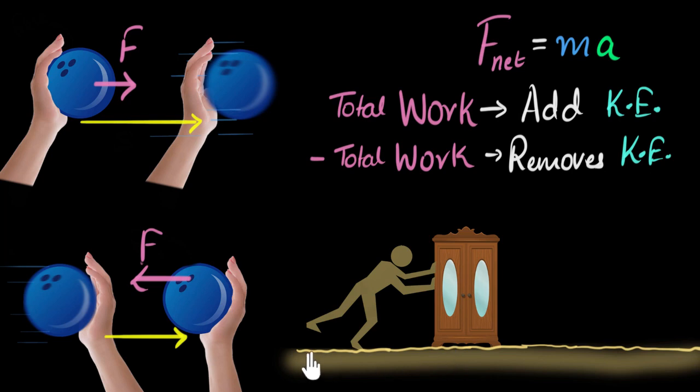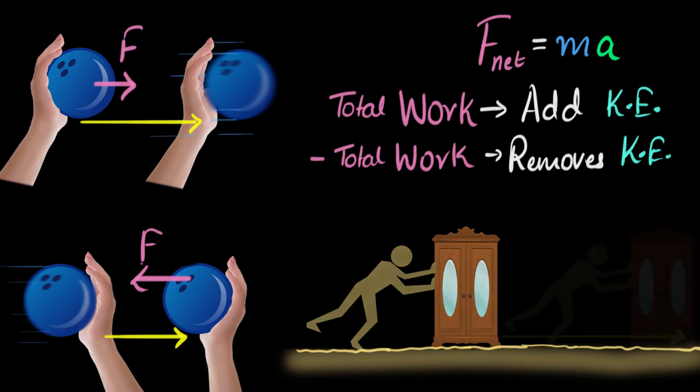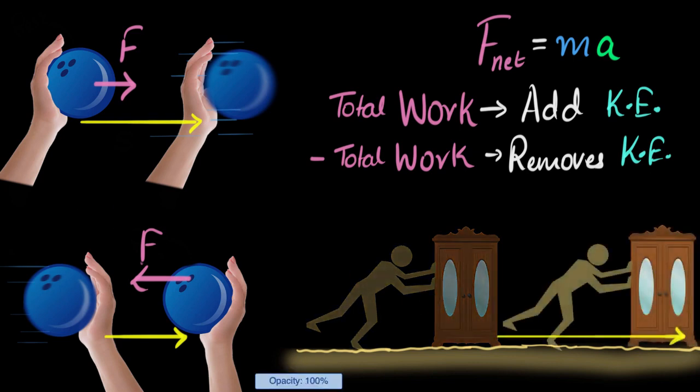Let's say there's a cupboard on a very rough floor, a very heavy cupboard, and you want to move it. So you start pushing on it, and you slowly displace it from here to here. After pushing, the cupboard is still at rest. So let's think about the kinetic energy. Initially the kinetic energy was 0, it was at rest. After pushing also, the kinetic energy is 0. So the kinetic energy didn't change at all. It was neither added nor removed. That means the total work done on this cupboard was 0.